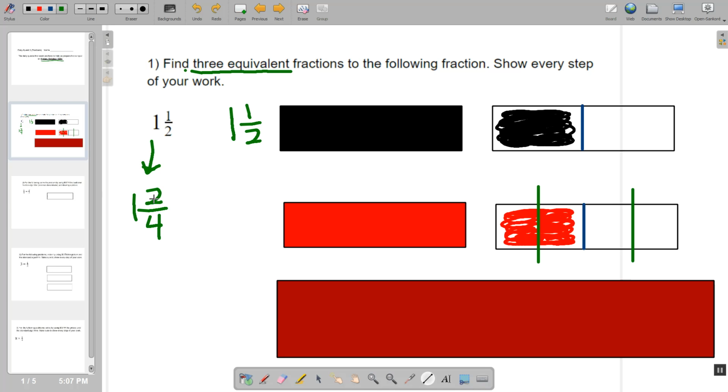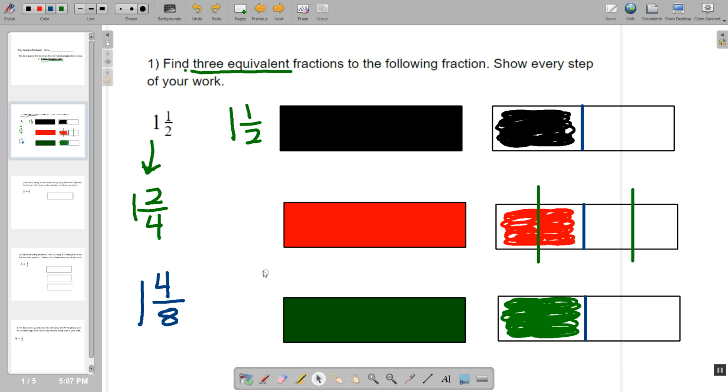In fact, by multiplying the numerator and denominator by 2 here, we can actually create 1 4/8. So then, for our picture, we have our halves, and we need to cut them into 4 equal parts, because 1 times 4 is equal to 4. So I cut up here and here, and I cut up each of these pieces, and I now have created 4/8. There are 3 equivalent fractions.